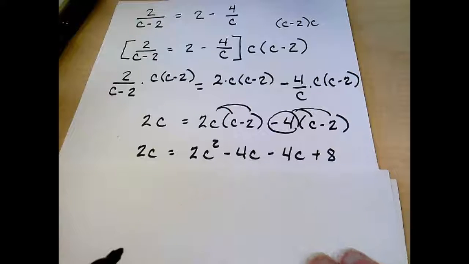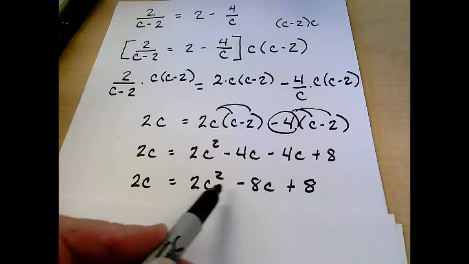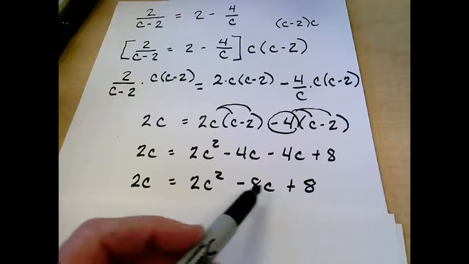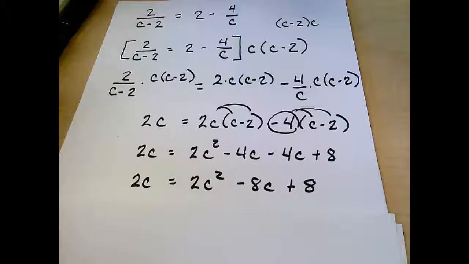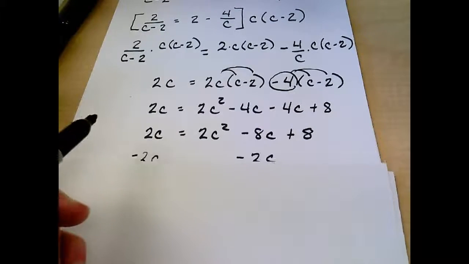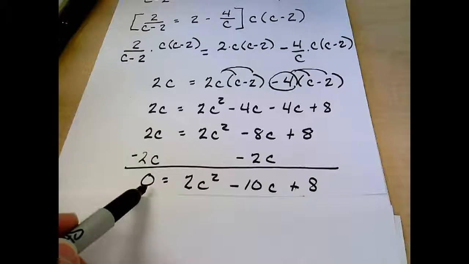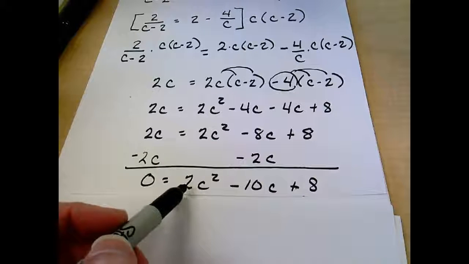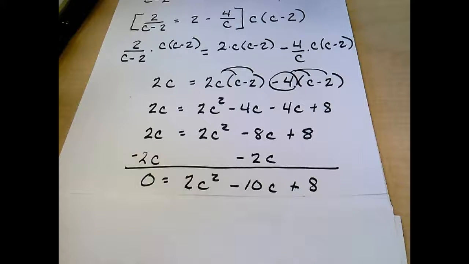I have two like terms, and I can add them together. So I get 2c equals 2c squared minus 8c plus 8. I have powers of 2, single powers, and a constant, which means I want to put this in trinomial form. So I want to move over the 2c by subtracting 2c from both sides so that I can set this equation equal to 0. And then I have my trinomial of 2c squared minus 10c plus 8. Anytime I have a trinomial like that, I'm going to have to factor down to two binomials to solve.